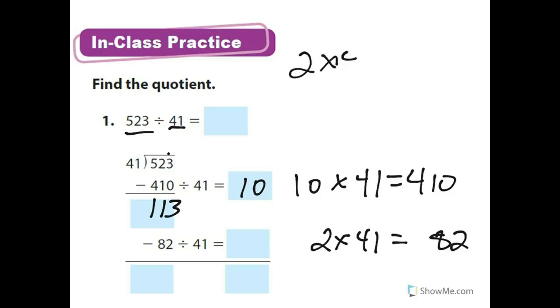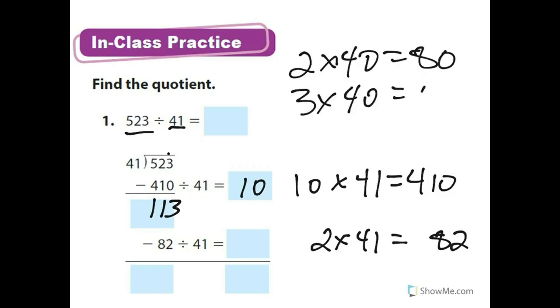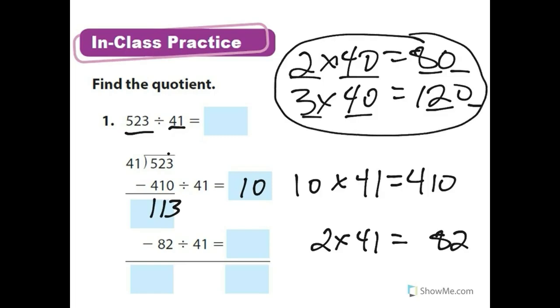Look, 2 times 40, 80. 3 times 40, 120. 2 times 4 is 8, 10. 3 times 4 is 12, 10. So I'm using a number that's close to 41 that I can work with easily. All right? See, this is where our powers of 10 and our estimation skills come in handy. That's why we did those skills before this, so that we can use them now. So 2 times 41, 82.